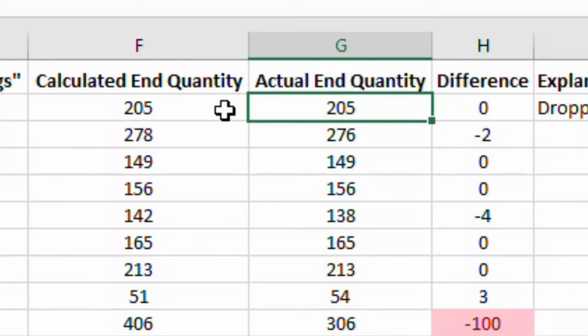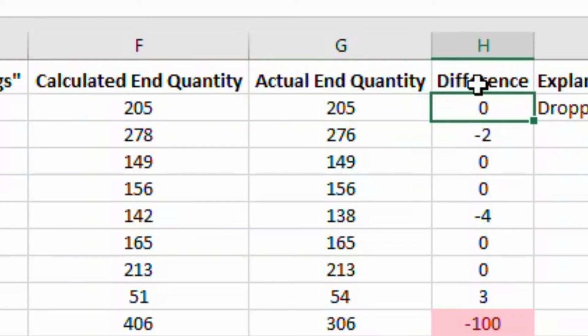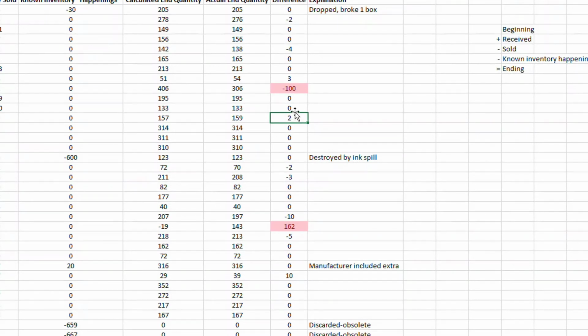Any big differences between your calculated end quantity and your actual ending quantity, so here's your difference, any big differences are going to need some investigation. So on this set of sample data, I want to show you a few of those differences. These minor ones, I'm not too worried about, 2, 3, 4 items at a time in either direction. It's the larger discrepancies that need some more research.